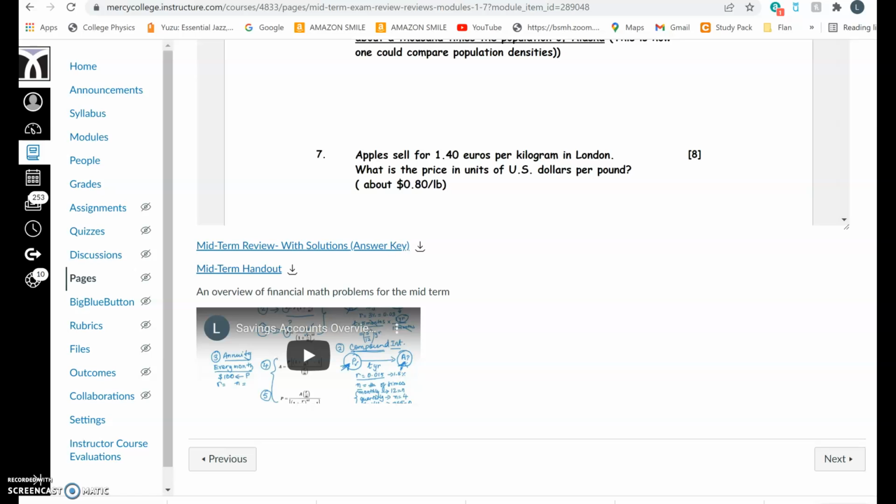And there's also the midterm handout. That's the only material that you'll be allowed to use on your exam. And there's also a financial math overview. If you're confused at all about financial math problems, then please watch this. It gives you an idea of how to solve any type of problem using the formulas in your midterm handout.